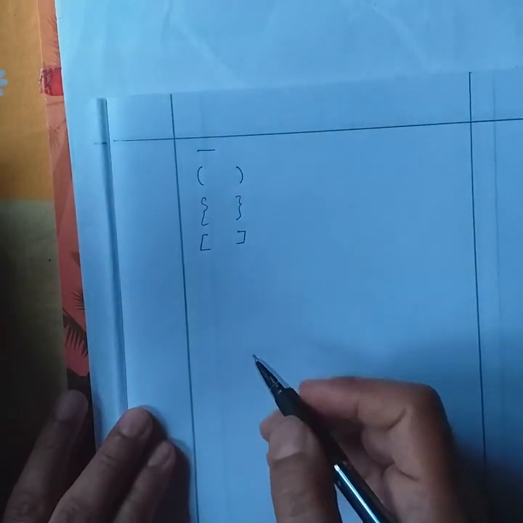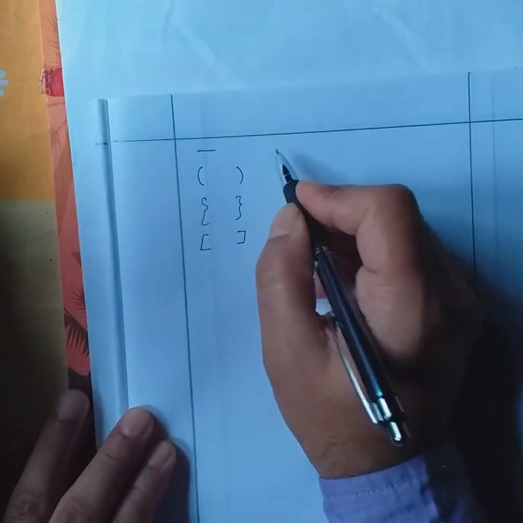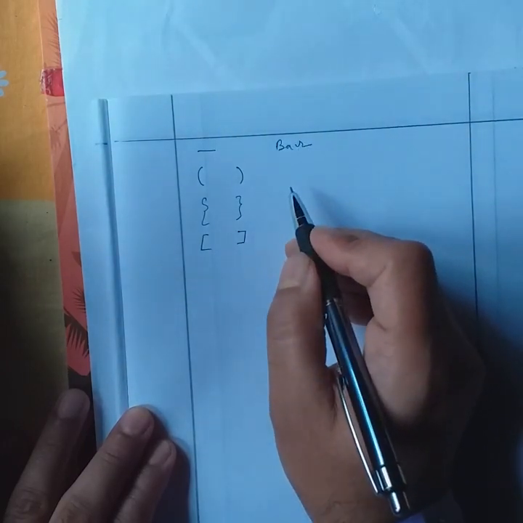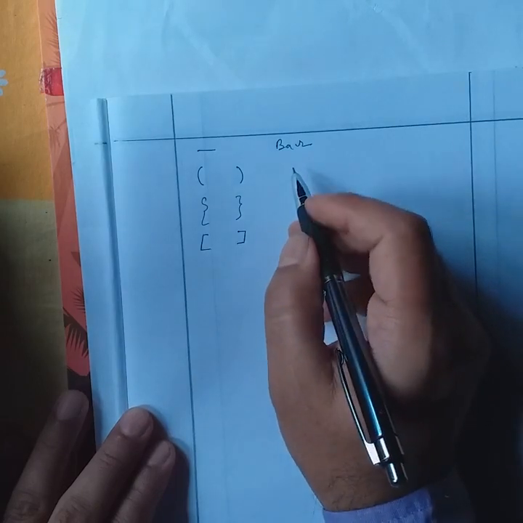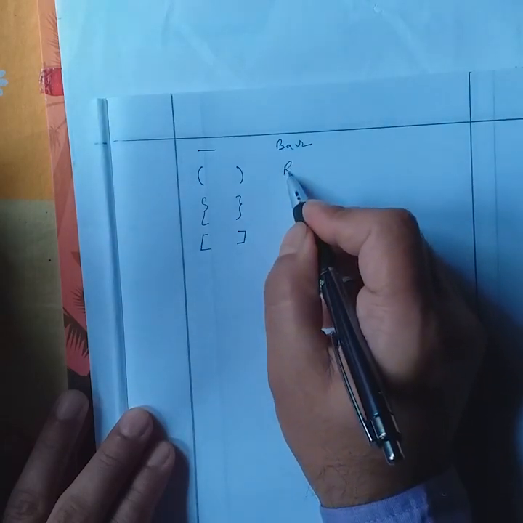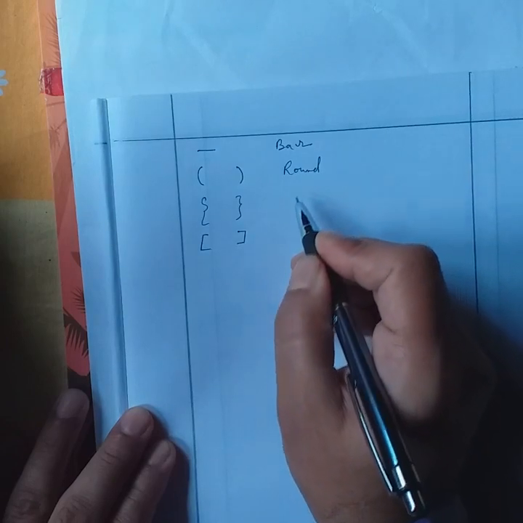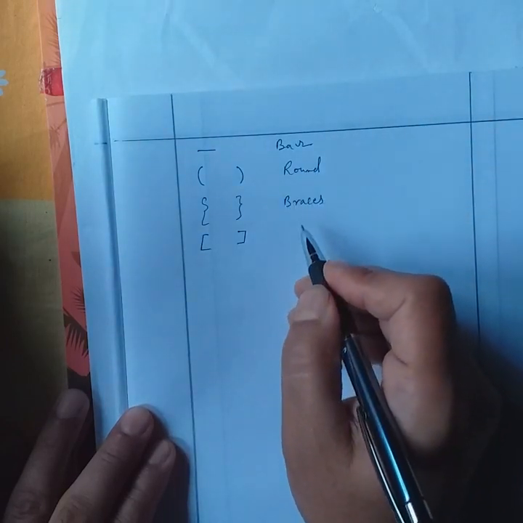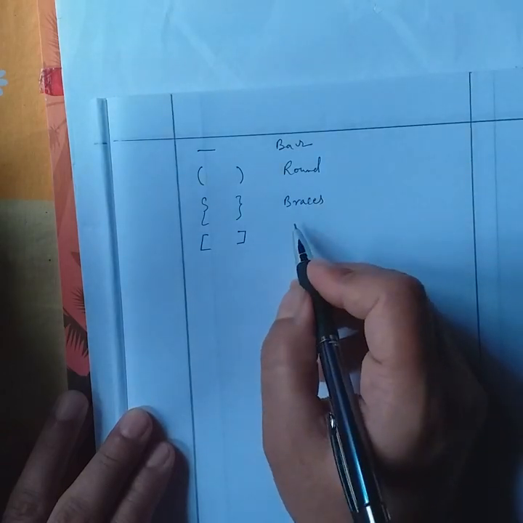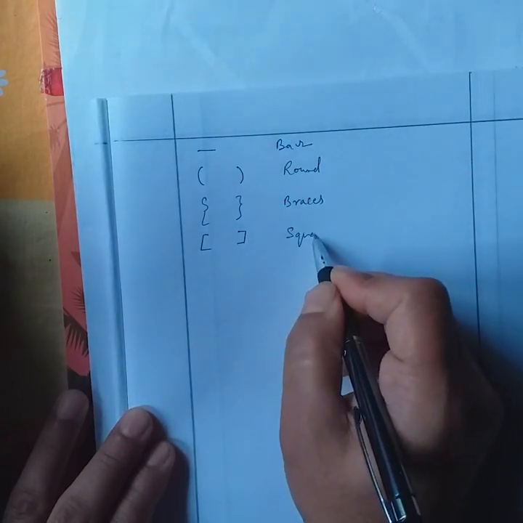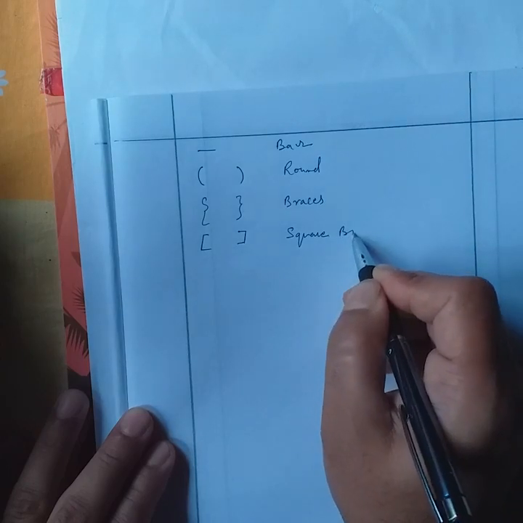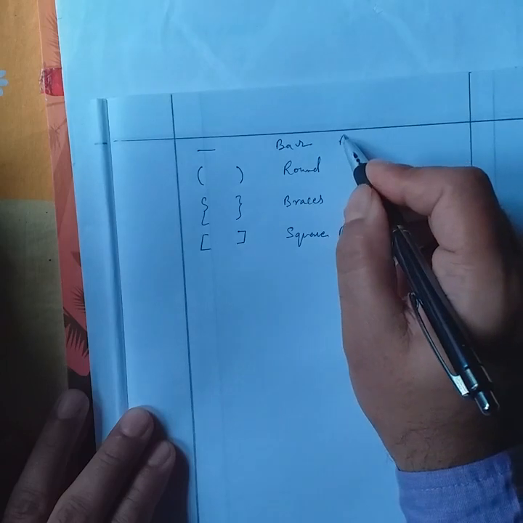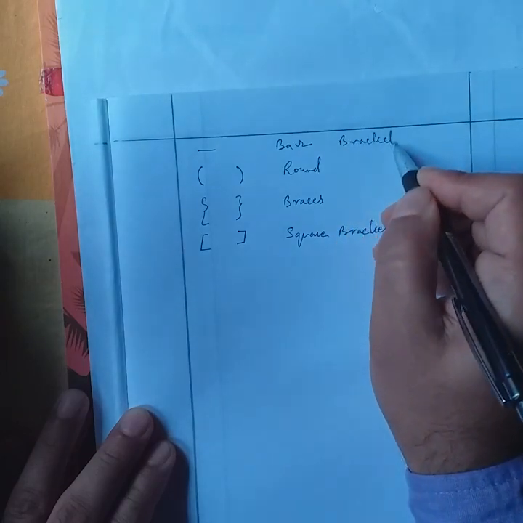To simplify, first we will solve bar brackets, then we'll go for round brackets, and then we'll go for braces or curly brackets, and at last square brackets. And these all are brackets.